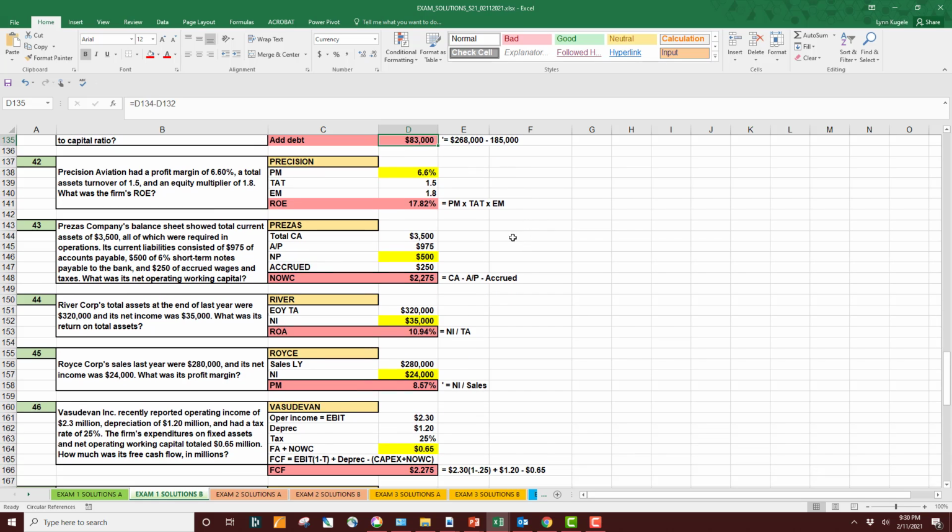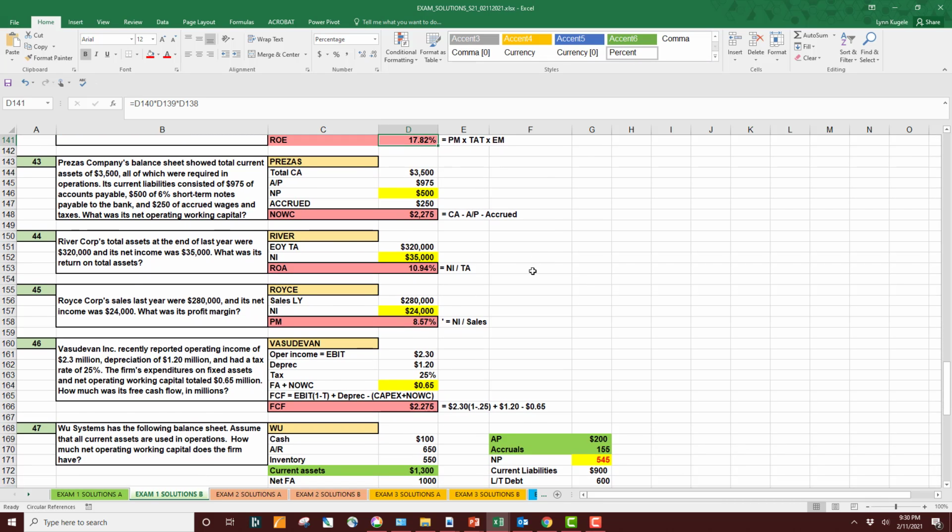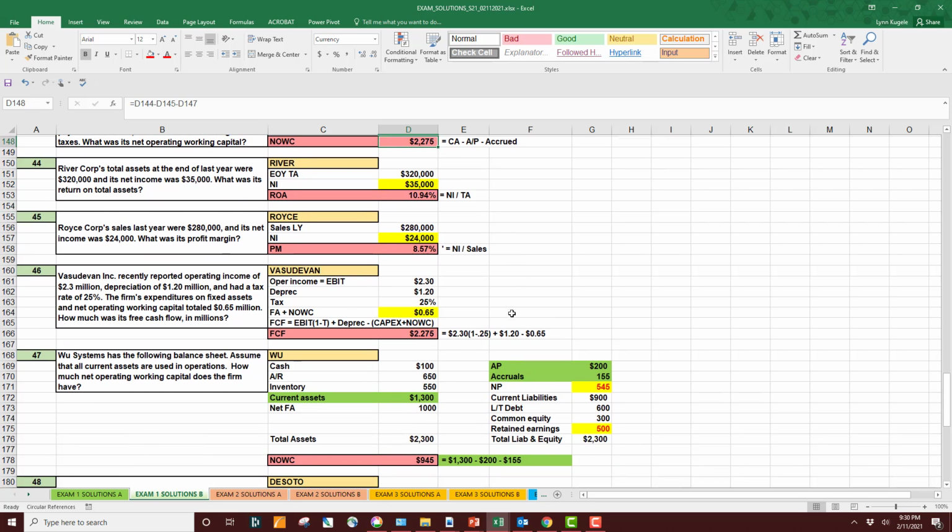Precision Aviation had a profit margin of 6.6%, total asset turnover of 1.5, equity multiplier of 1.8. What's their ROE? Multiply them. Prez's company's balance sheet showed total current assets of $3,500, all of which were required in operations. Current liabilities consisted of $975 of accounts payable, $500 of 6% short-term notes payable to the bank, and $250 of accrued wages and taxes. What's their net operating working capital? Current assets minus accounts payable minus accrued. Net notes payable was irrelevant.